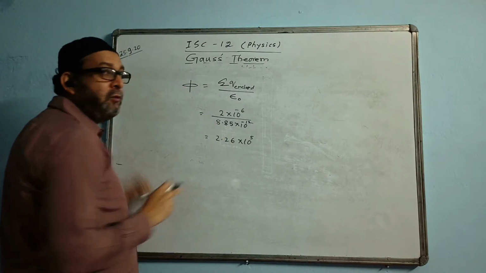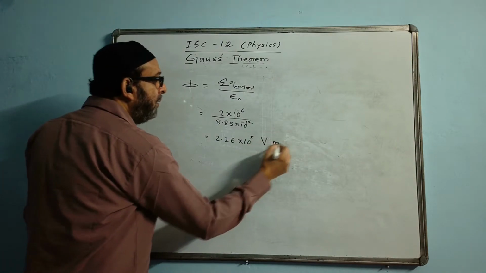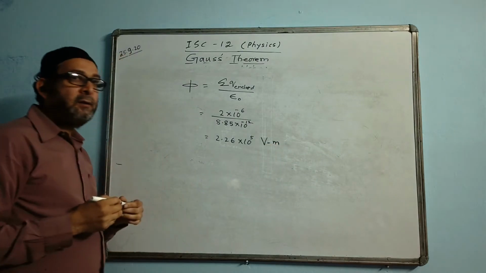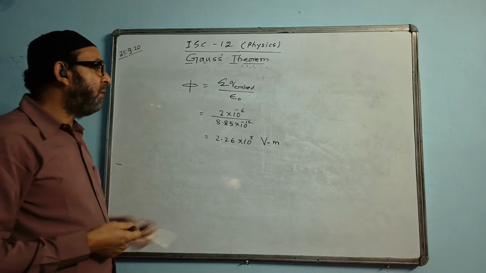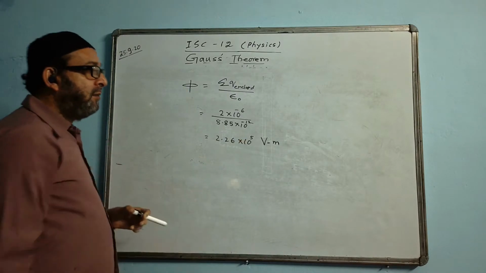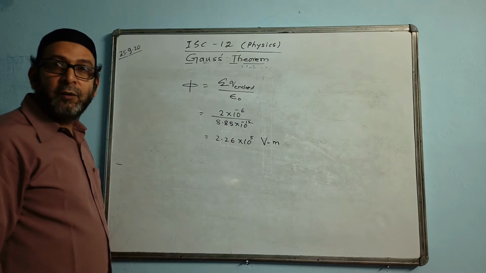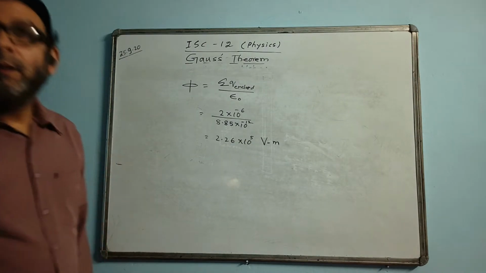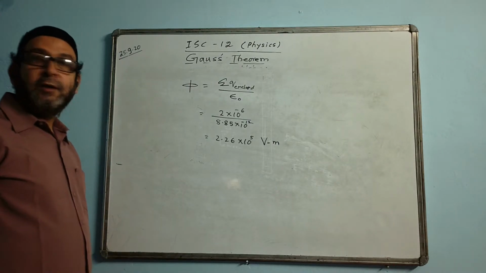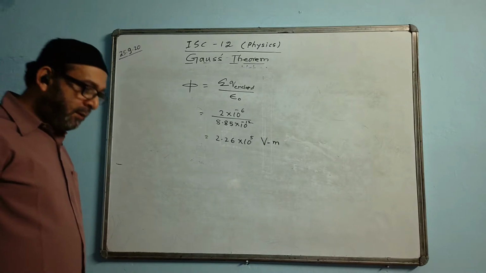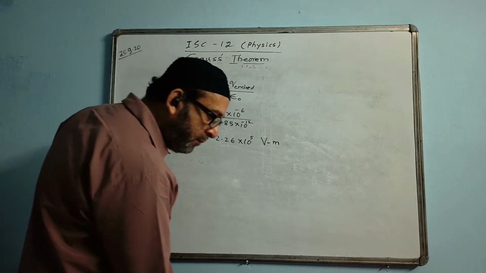Unit of flux we already found before, it was volt meter. You can write Newton meter square per coulomb. We have found the unit for phi. If you have forgotten it, you can still add the unit of phi as volt meter. Okay, now the next question.